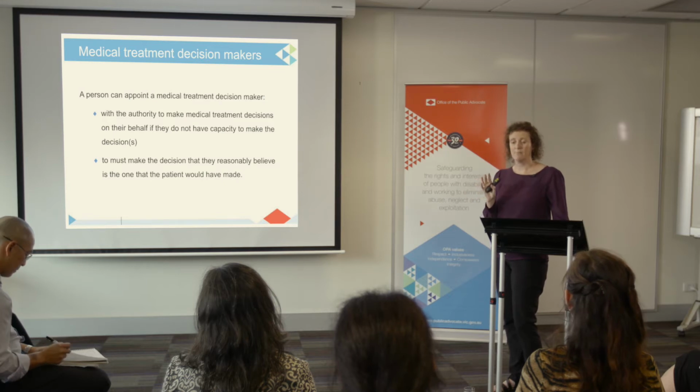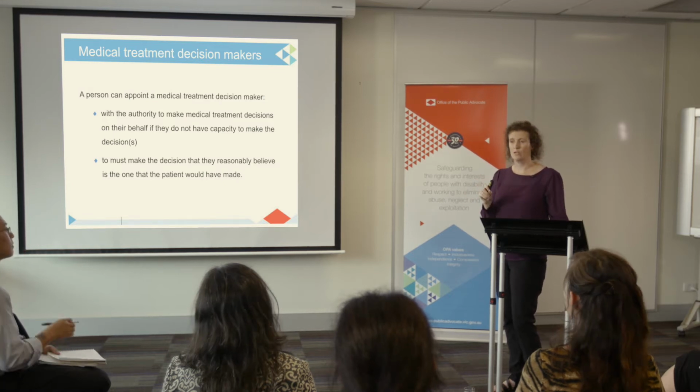The other thing I think to note with medical treatment decision makers is you're probably more familiar, for example, with a medical enduring power of attorney or an enduring guardian, or you may have a personal power of attorney with a healthcare authority. They are now known as appointed medical treatment decision makers. So someone who's made an appointment prior to the 12th of March for a medical enduring power of attorney with healthcare authority, or an enduring guardianship order, they remain valid and legal. It's just that they would now be known as an appointed medical treatment decision maker.